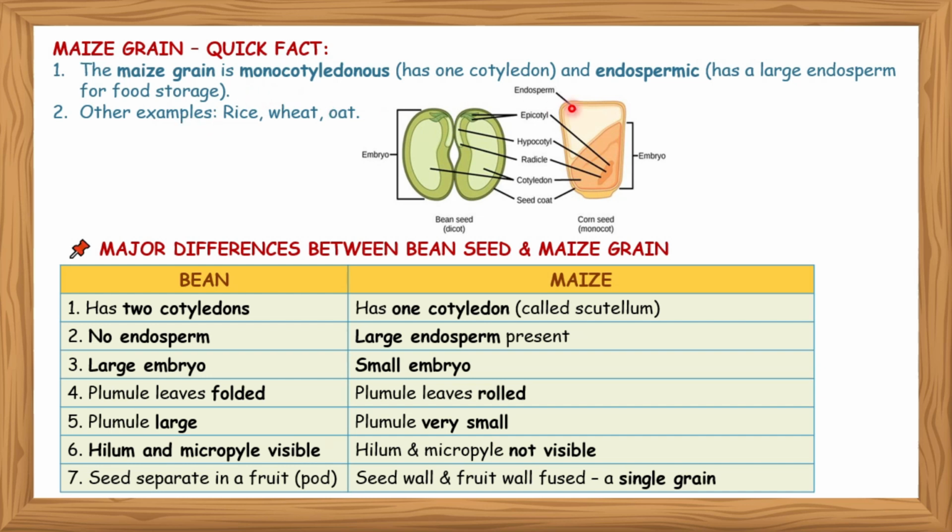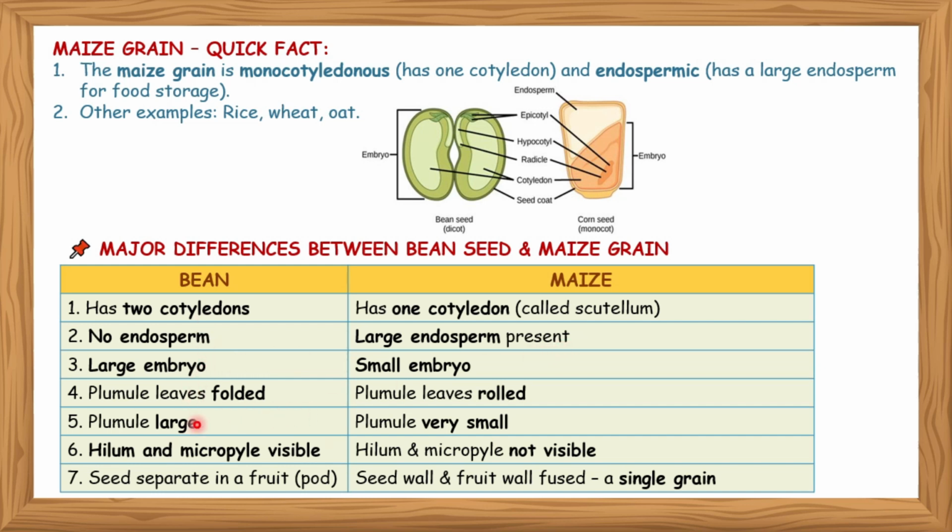Major differences between bean seed and maize grain. Bean seed has two cotyledons. Maize has one cotyledon, which is called the scutellum. Bean has no endosperm, but maize has a large endosperm. Bean has a large embryo, but maize has a smaller embryo.